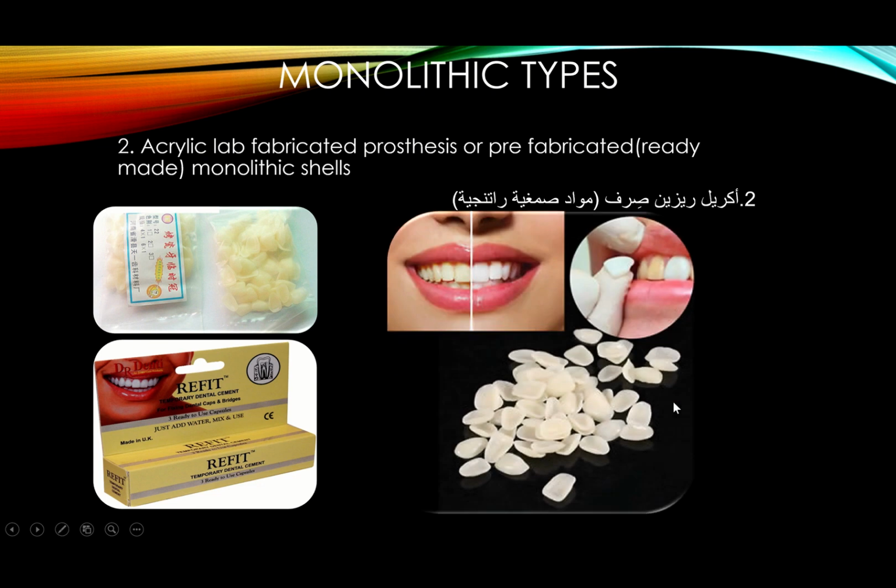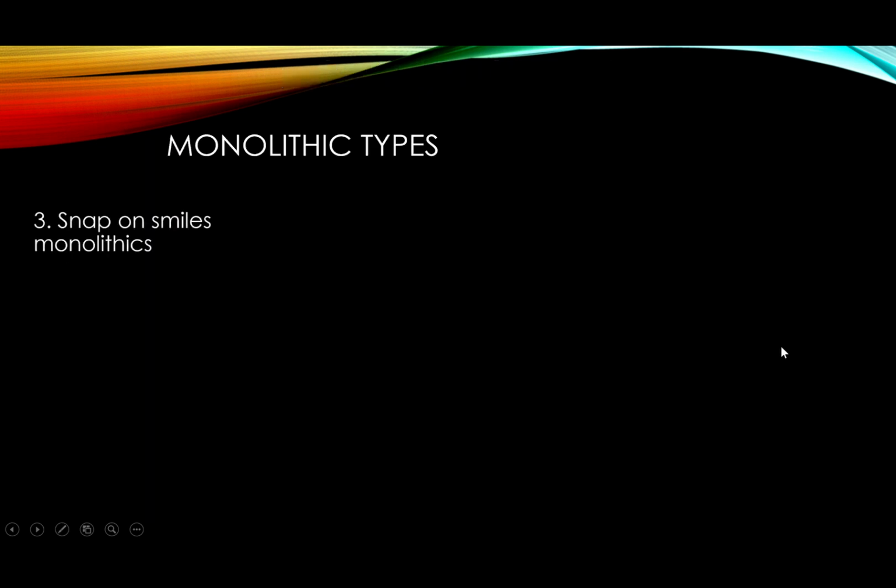Now, there's these two. It's like acrylic shells, like the ones that go on top of the fingernails, but I guess some people use it in the mouth and glue it somehow. I've seen this somewhere. All right, there's snap-on smiles monolithics.